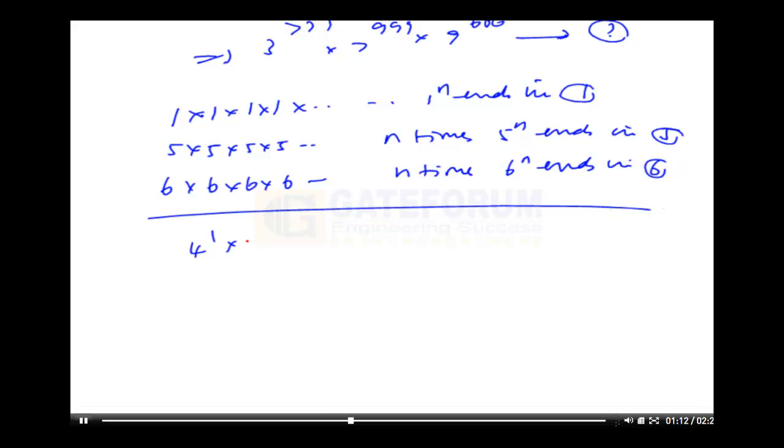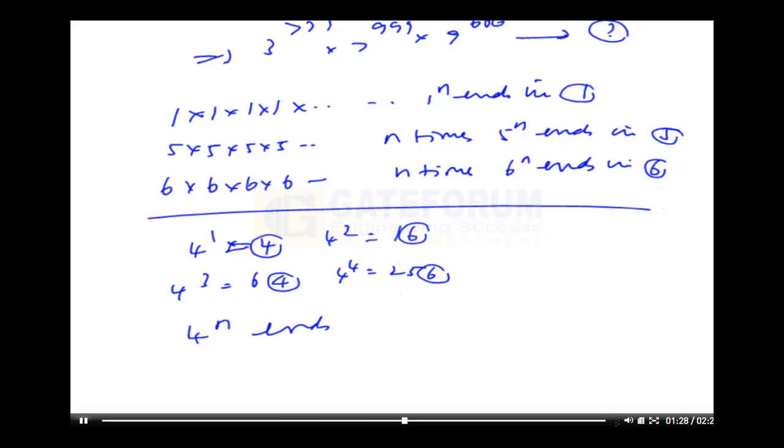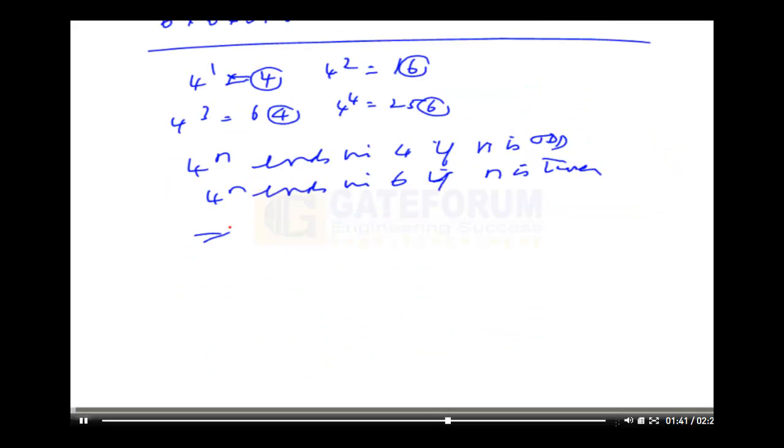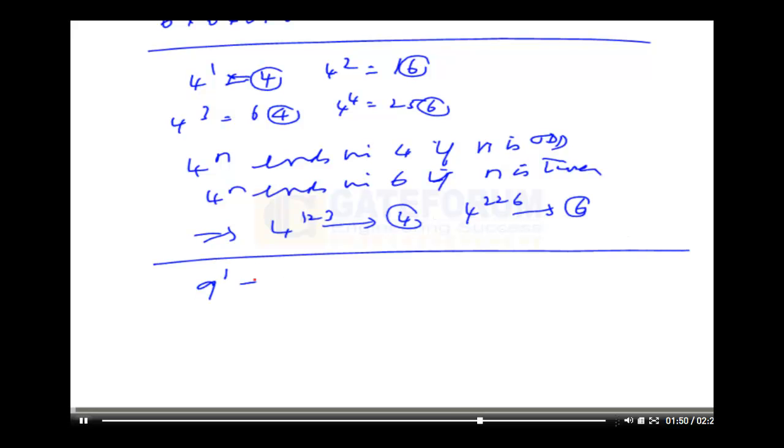Look at 4. 4 power 1 is equal to 4, 4 square is 16, 4 cube is 64, and 4 power 4 is 256. So they are alternating between 4 and 6. So 4 power n ends in 4 if n is odd, and 4 power n ends in 6 if n is even, which means 4 power 226 will be 6.